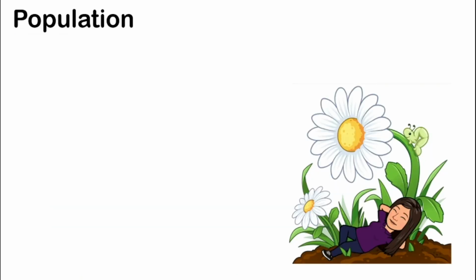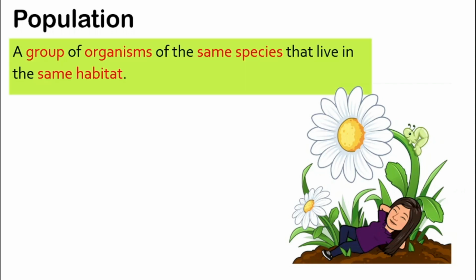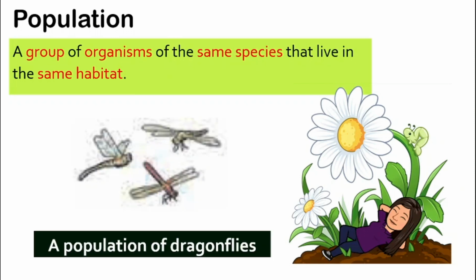How about population? Population is very similar to species. Why? Because population is a group of organisms of the same species that live in the same habitat. That means if you can find one group of living things of the same species, of the same home, same habitat, they are a population. For example, this is a population of dragonflies because they are all of the same species, and if all of them live in the same habitat, they are a population.